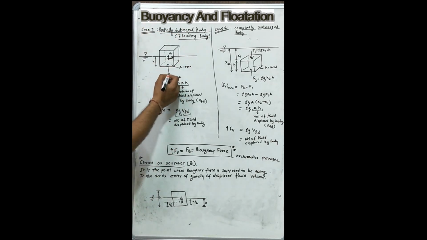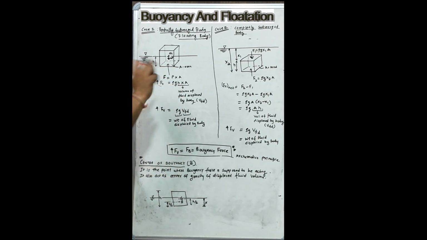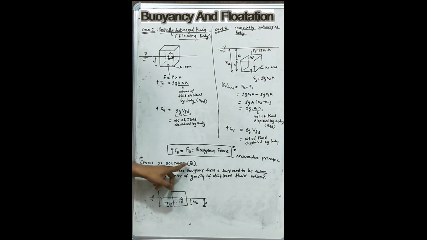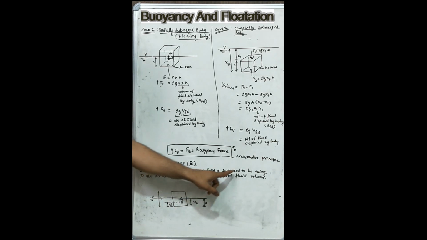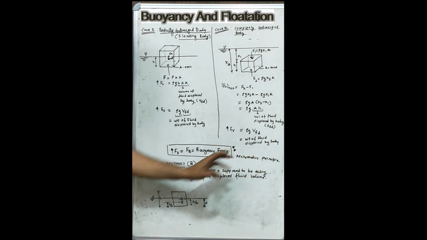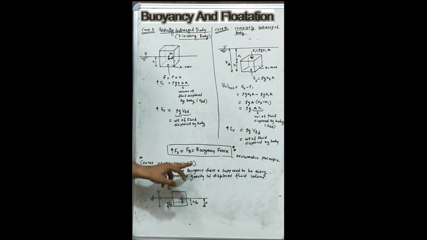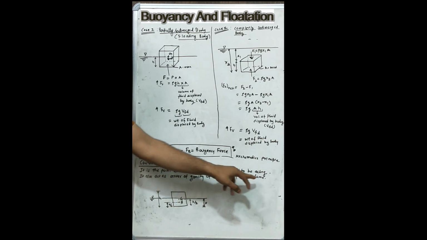So what is the point where the buoyancy force is acting? It is called the center of buoyancy. What is the center of buoyancy? It is the point where the buoyancy force is supposed to be acting, and it is represented by the symbol B. It also acts as the center of gravity of the displaced fluid volume.